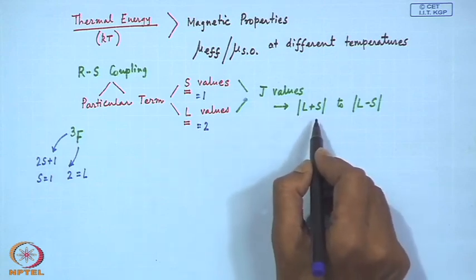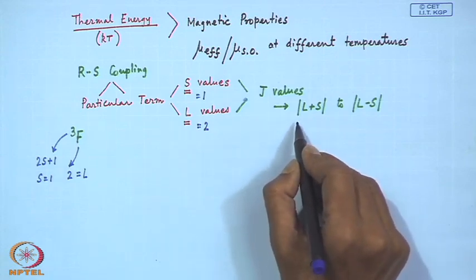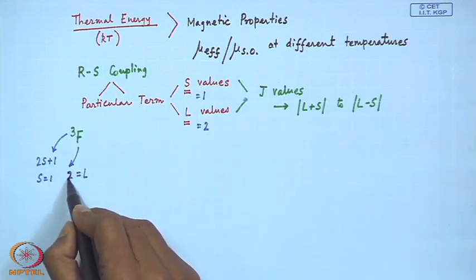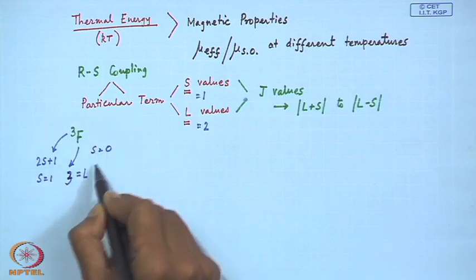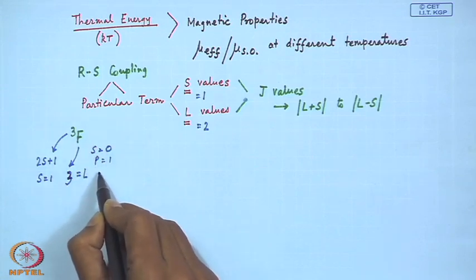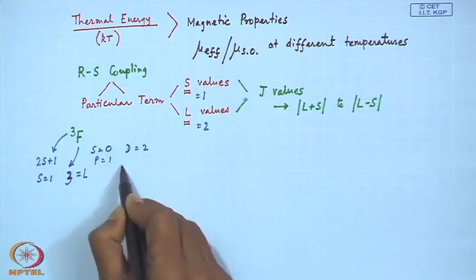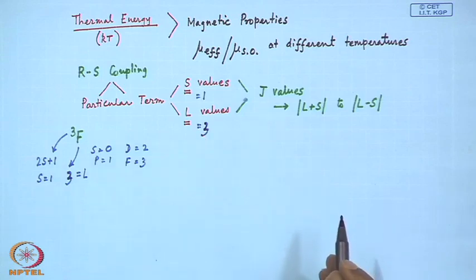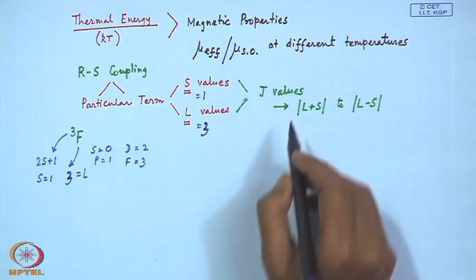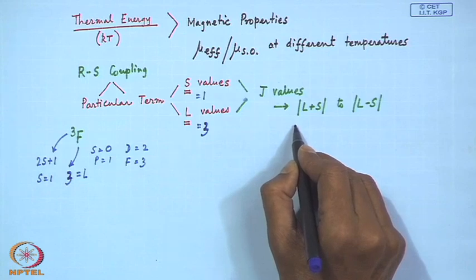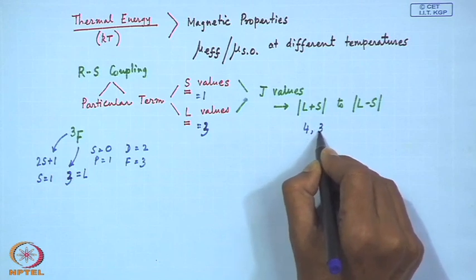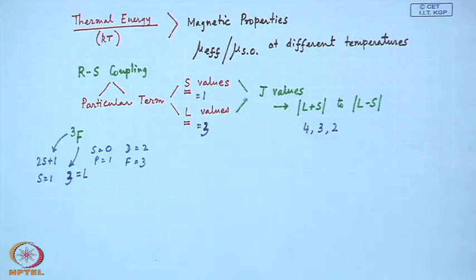So, for L plus S, we can have the corresponding values of SPDF: S is equal to 0, P is equal to 1, D is equal to 2, F is equal to 3. So L should be 3, and S is 1. So, we can have the total value from L plus S to L minus S, that means 4, 3, 2. These are the corresponding values for J.